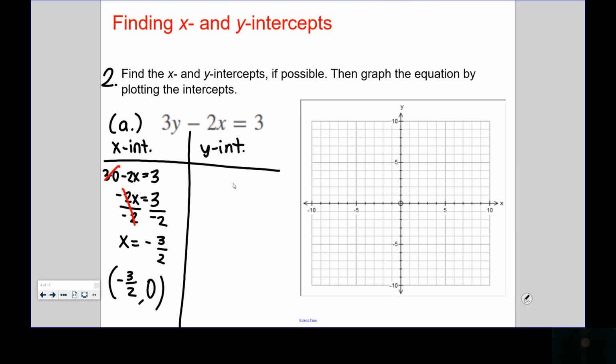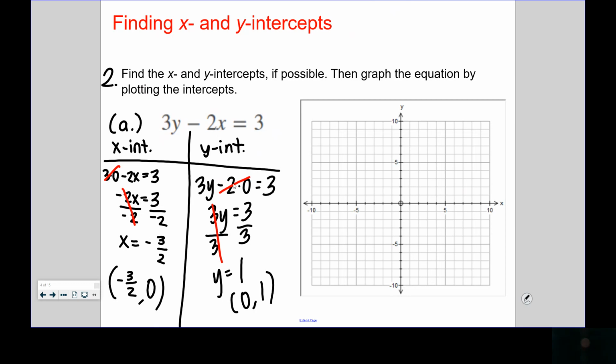All right, so y-intercept, we're replacing x with 0 and solving for y. Negative 2 times 0 is 0, so that part cancels. You're left with 3y equals 3. Divide both sides by 3. You're left with y equals what? All right, so tell me the ordered pair of our y-intercept. Very good, 0, 1. Very good.